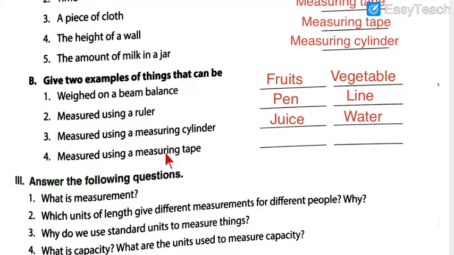And the last question, measured using a measuring tape. Okay, what can be measured using the measuring tape? First of all, body parts can also be measured, because when you want your clothes to get stitched from the tailor, they just take the measurement of your shoulder, of your hand. So body parts can also be measured using the measuring tape. They have the measuring tape to measure the broadness of the shoulder and the leg and etc. So one is body parts, which I have written.